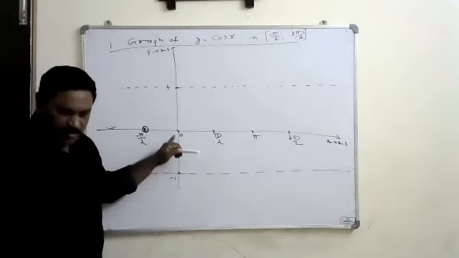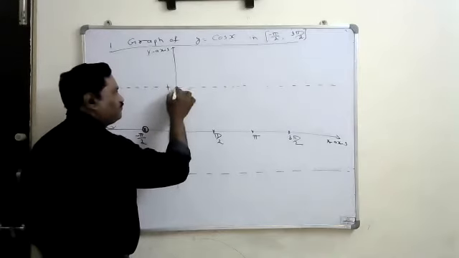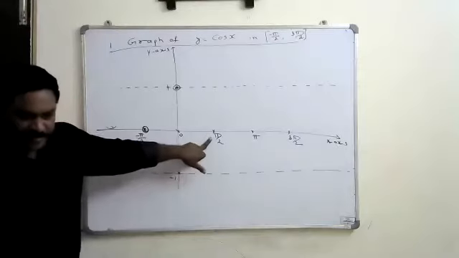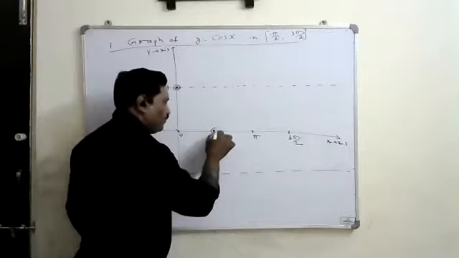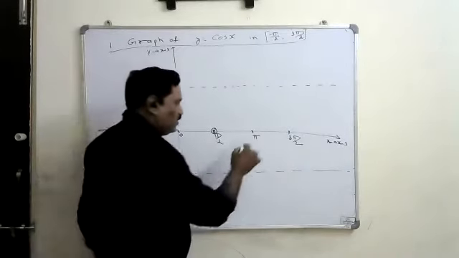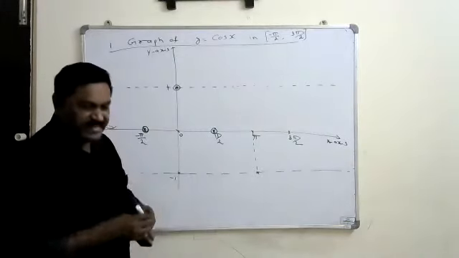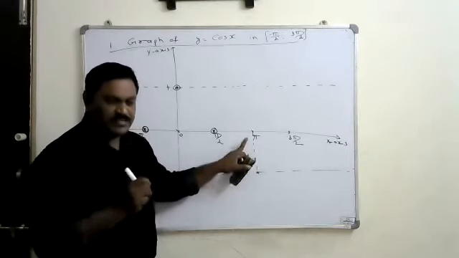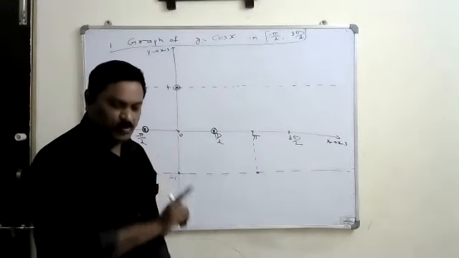When x is 0, cos 0 is 1. When x is 90, cos 90 is 0. When x is 180, cos 180 is minus 1, as I already told you. When the pi multiple is an odd number, cos always gives minus 1. When the pi multiple is an even number, cos always gives plus 1.